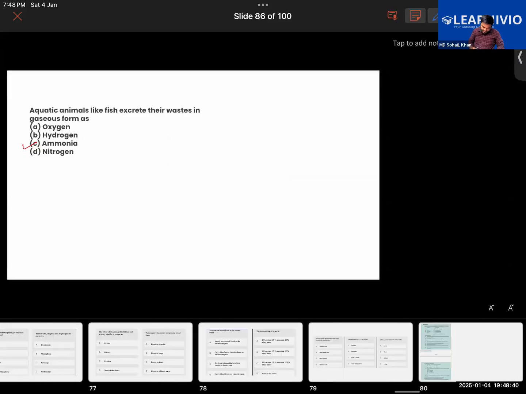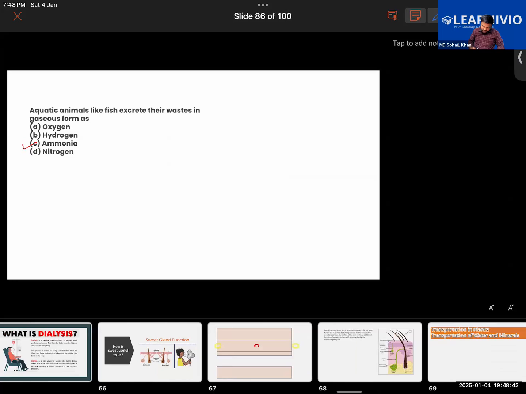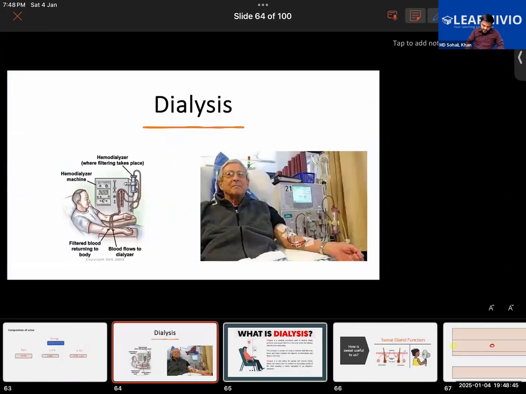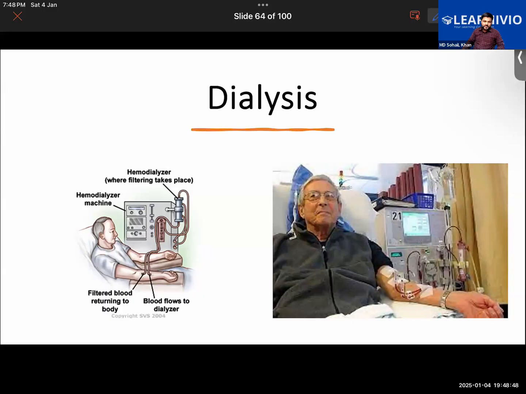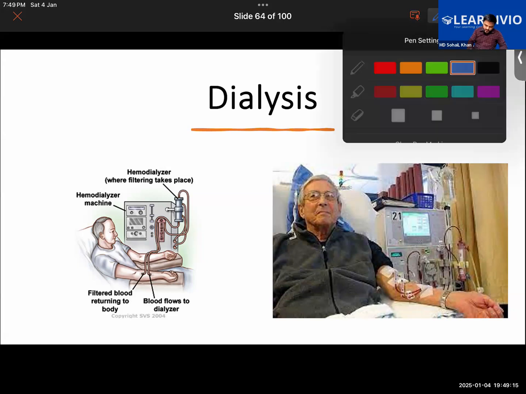By the way, we had learned about dialysis also. Do you know what dialysis is? We learned about this in the last class. So what do you understand by dialysis? When the kidney stops functioning, the person goes under dialysis. It's a procedure to remove waste products from the blood when the kidneys are not functioning properly. So that is what dialysis is.